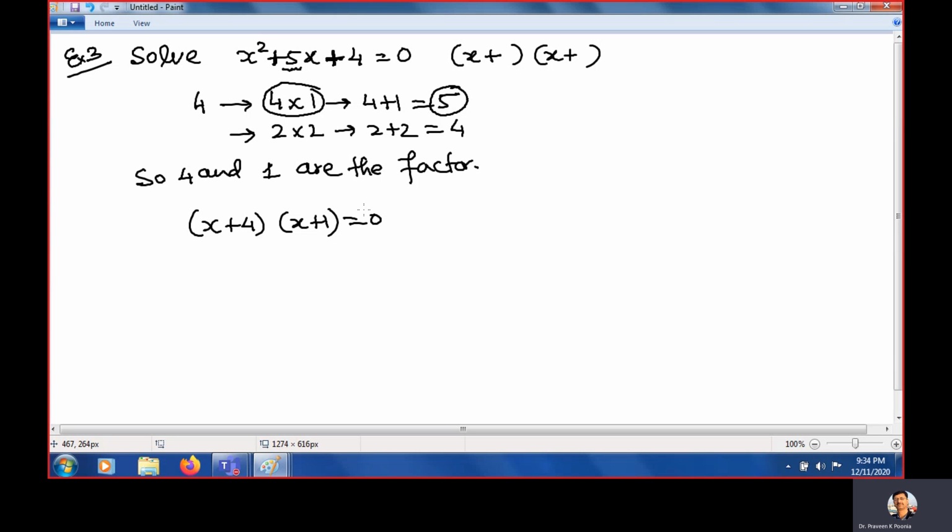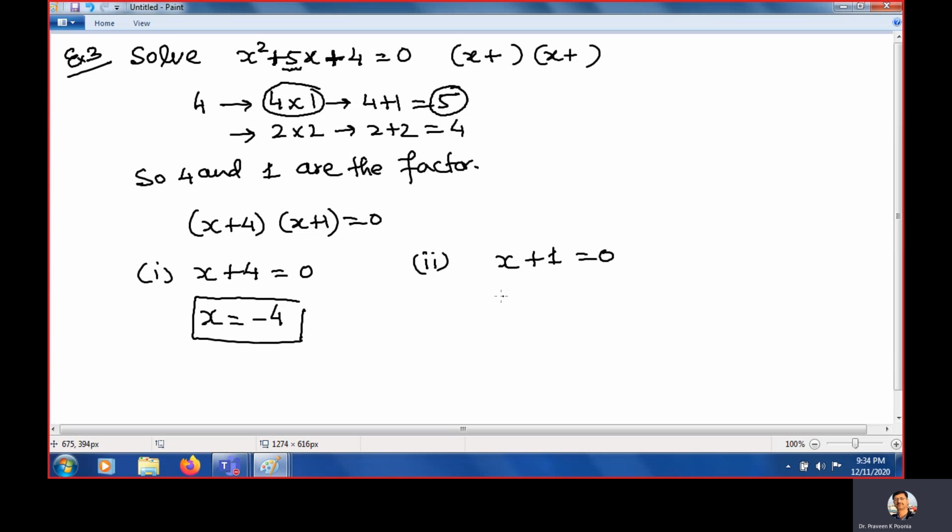This we learned last week in the factorization of quadratic polynomials. Okay, now put the first equal to 0, x plus 4 equal 0. So x is equal to minus 4. This is answer number 1. And what is second? Second is x plus 1 equal 0. x equals minus 1.